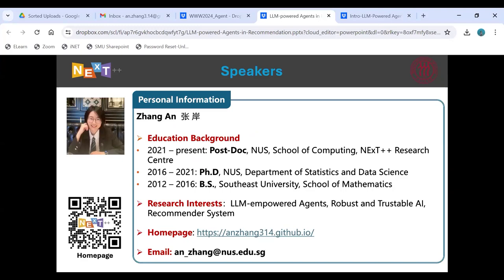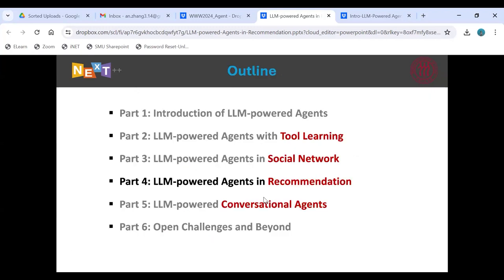Excuse me, my name is Zhang An, and I'm a postdoc in Next Research Center. My research interests are large language model empowered agents, robust and trustable AI, and recommender systems. So today I would like to briefly introduce large language model powered agents in recommendation.